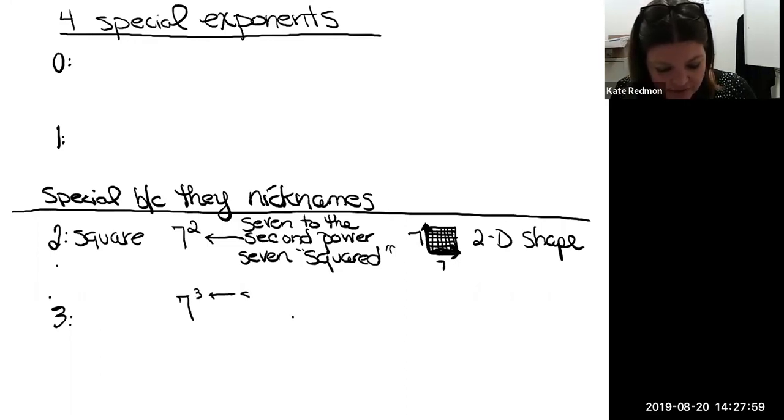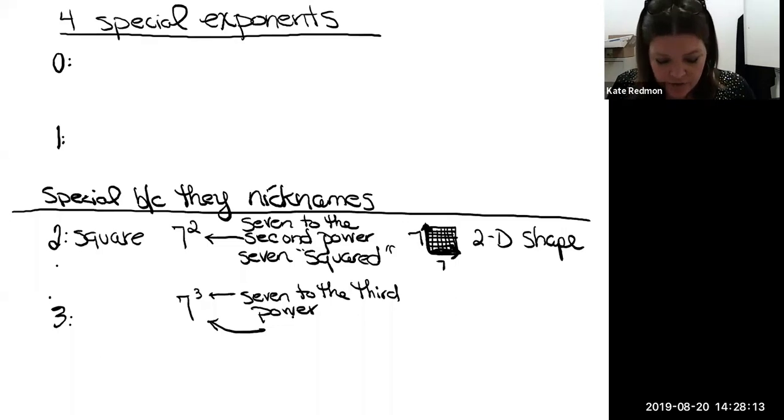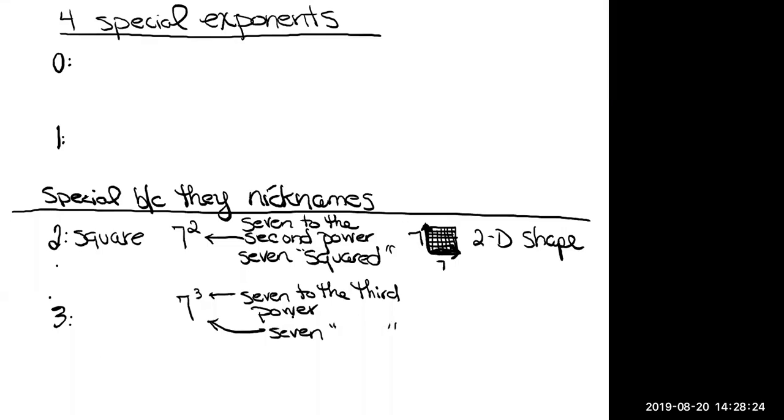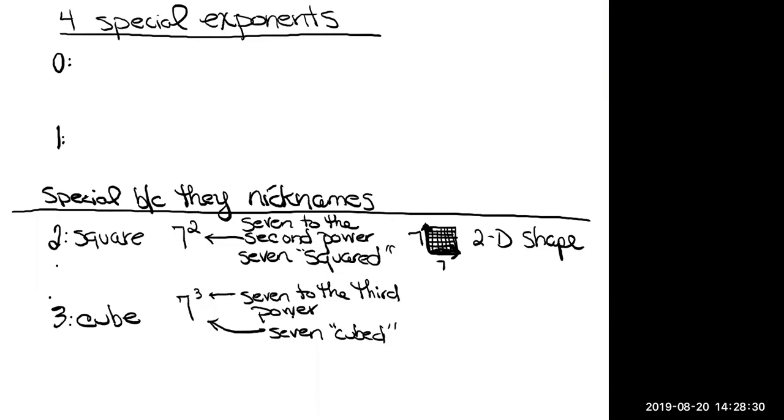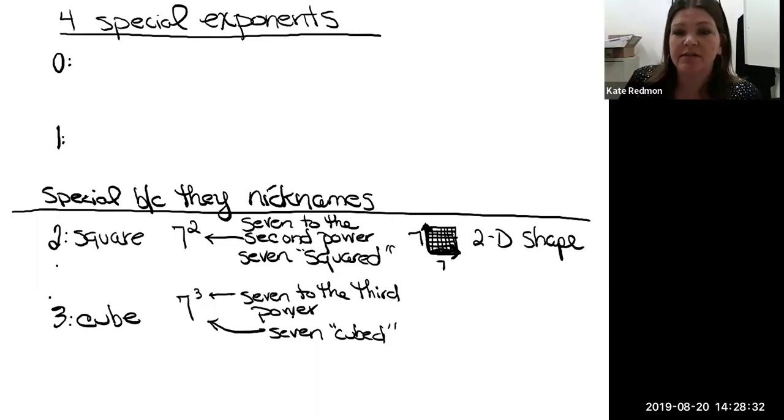Obviously, I could read this as 7 to the 3rd power. But once again, I'm a little resentful. It takes a while to say, and 3's come up a lot. And so we have a nickname for that one as well. A little floating 3 is known as a cube. So this is 7 cubed. As if cubing is a thing I do, and it is a thing I do. Cubing a number, that's an operation.